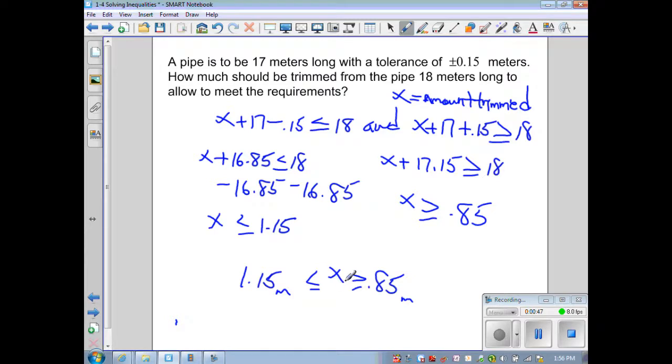from the pipe, can be greater than or equal to 0.85 meters to stay within the tolerance, which would give us 17.15 meters long, or we could actually cut off 1.15 meters, and then my pipe would be 16.85 meters long. In other words, it would still stay within our tolerance.